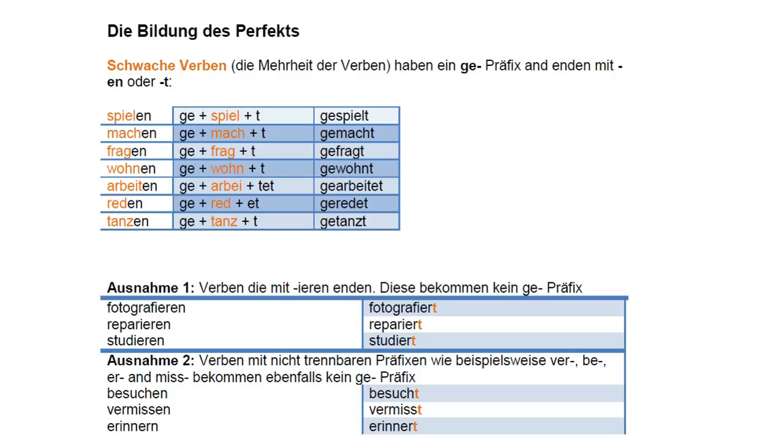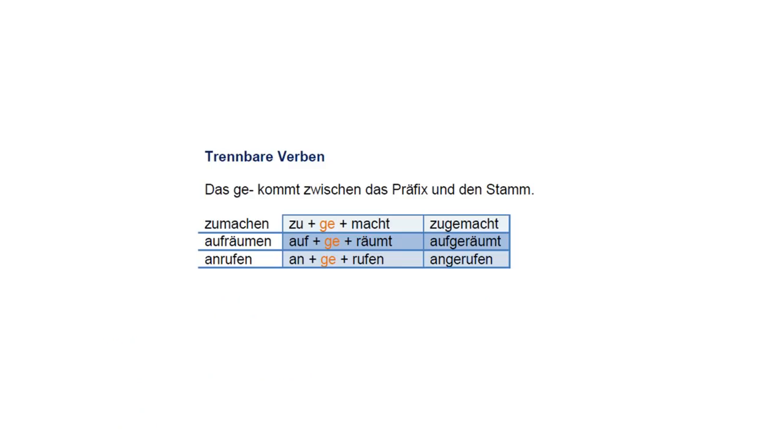Let's take a look at the exceptions. All the verbs that end in ieren do not have GE in the past participle. So fotografieren, fotografiert. You just add a T. Reparieren, repariert. Studieren, studiert. Second exception. If the verb has a non-separable prefix, so if you cannot separate the prefix from the verb, then you just add a T at the end. There's no GE. Besuchen, besucht. Vermissen, vermisst. Erinnern, erinnert.